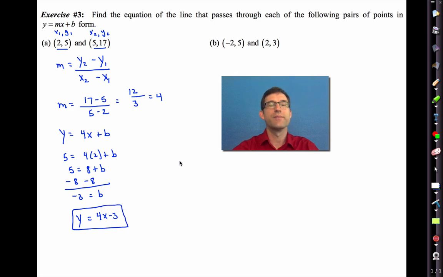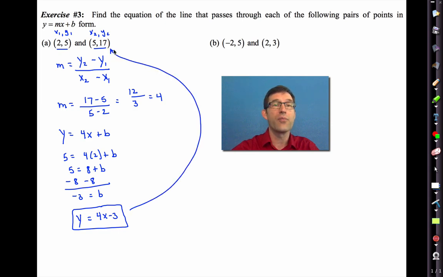And there's my equation. A really good way to test whether you've got the right equation is to see whether the other point, the one you didn't use to find b, actually still makes the equation true. If it does, you have the right equation. All right, I'd like you to try letter B on your own. Follow letter A step by step and see if you can get the linear equation that passes through those 2 points.